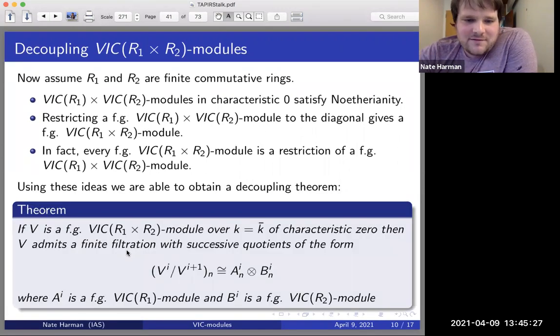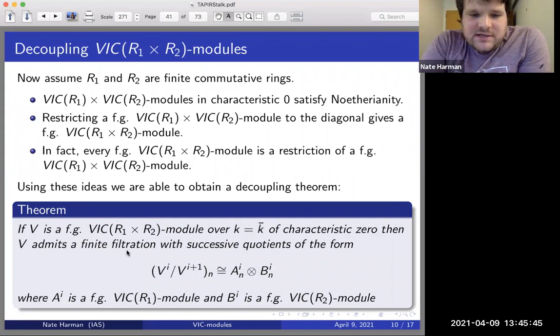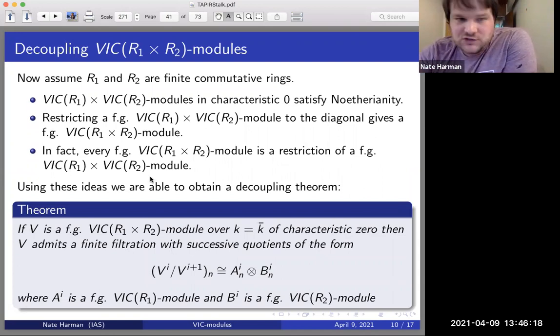The reason I wanted this is that it lets us decouple. If I have a finitely generated VIC (R1 cross R2) module in characteristic 0, then again I can take some filtration of it where the successive quotients are tensor products of something in the first factor times something in the second factor. In particular, this lets me decouple the primes: when I had these VIC Z modules with a part coming from a finite quotient, I can now separate something coming from a power of 2, something from a power of 3, and something from a power of 5. So this gives me this adelic tensor product decomposition over the integers, which is really what I wanted.